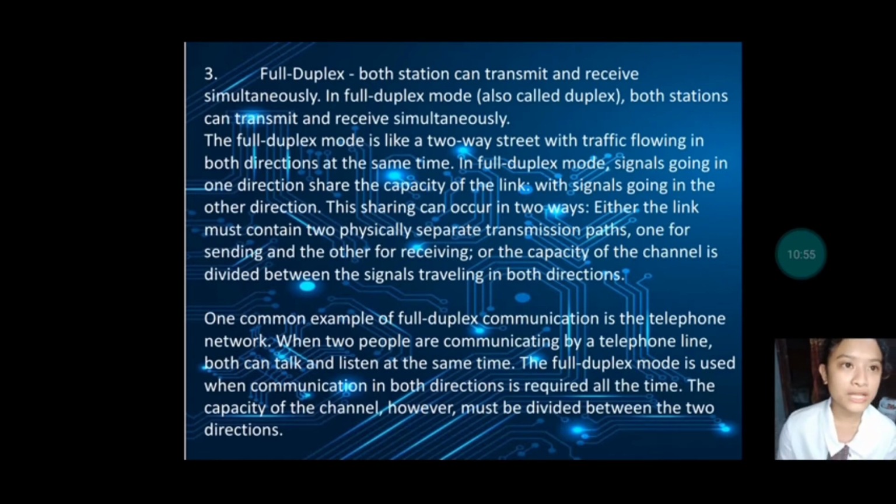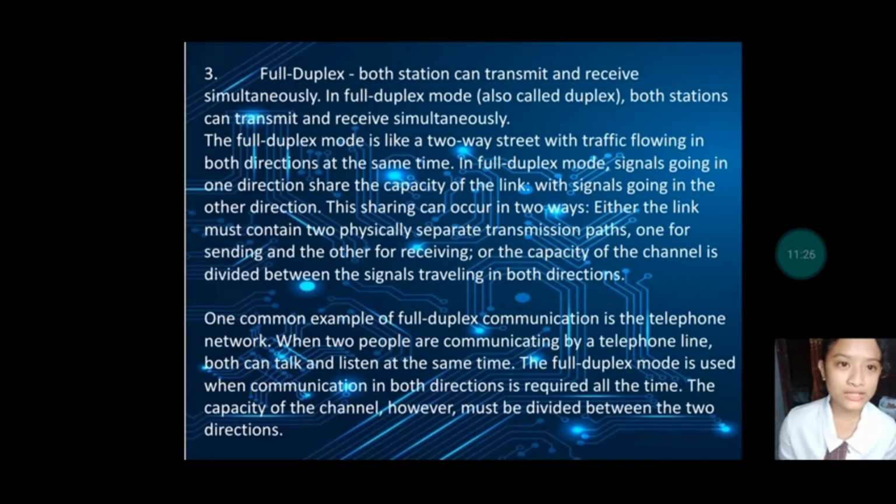In full duplex mode, signals going in one direction share the capacity of the link with signals going in the other direction. The sharing can occur in two ways. Either the link must contain two physically separate transmission paths, one for sending and the other for receiving, or the capacity of the channel is divided between the signals traveling in both directions.